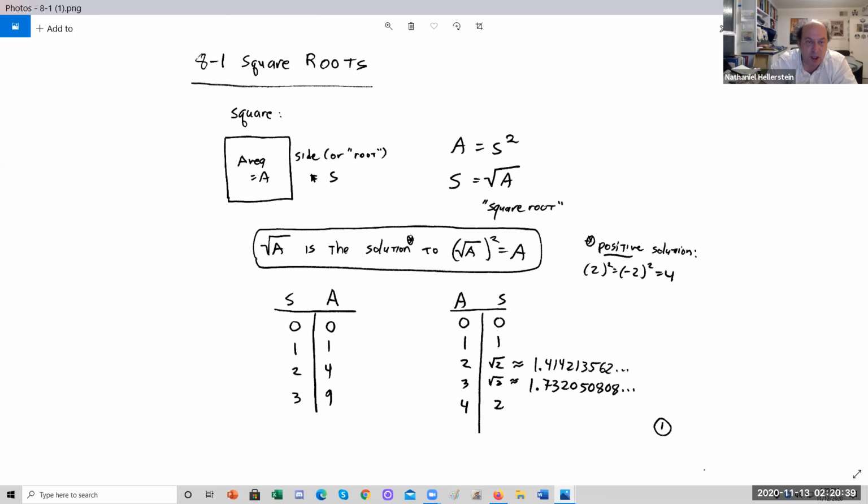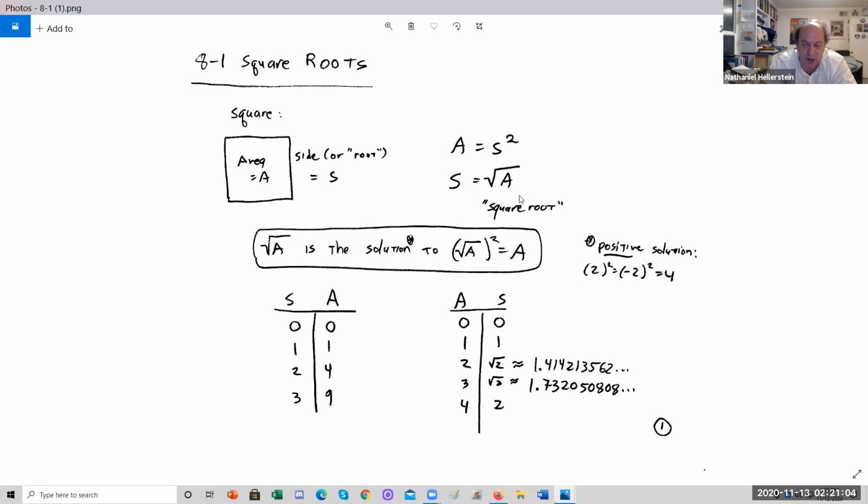So, area A, side S, area equals S times S, S squared. Now, that gives you A given S. We want to find S given A. Well, we say this: S is the square root of A. That means the equivalent of that. You can see this funny-shaped R, kind of covering over A.